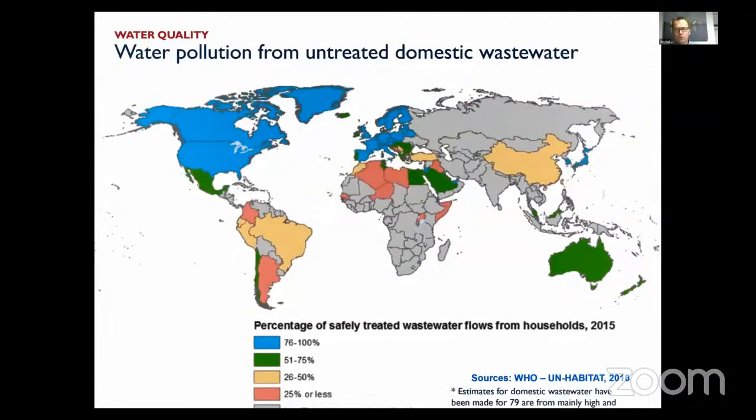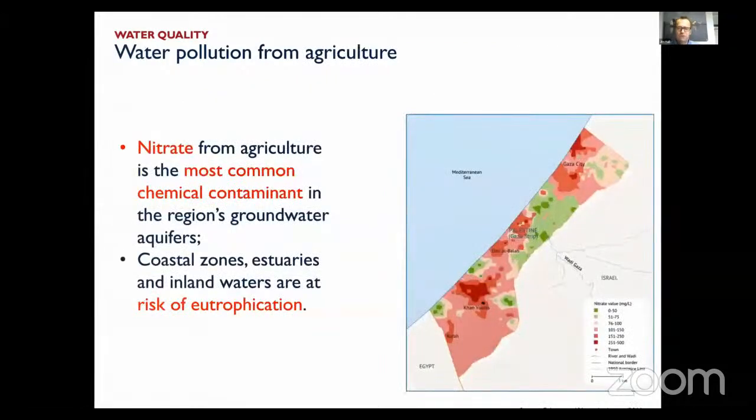There's also an issue of water pollution. So the amount of water which is being treated before it's discharged into freshwater bodies and into the sea is an issue across many of the countries in the region. And so, for example, if we look at the Gaza Strip here, we know that there are major issues with discharges and runoff of nitrates from agriculture, contamination of groundwater, and the risk of eutrophication of the coastal waters.